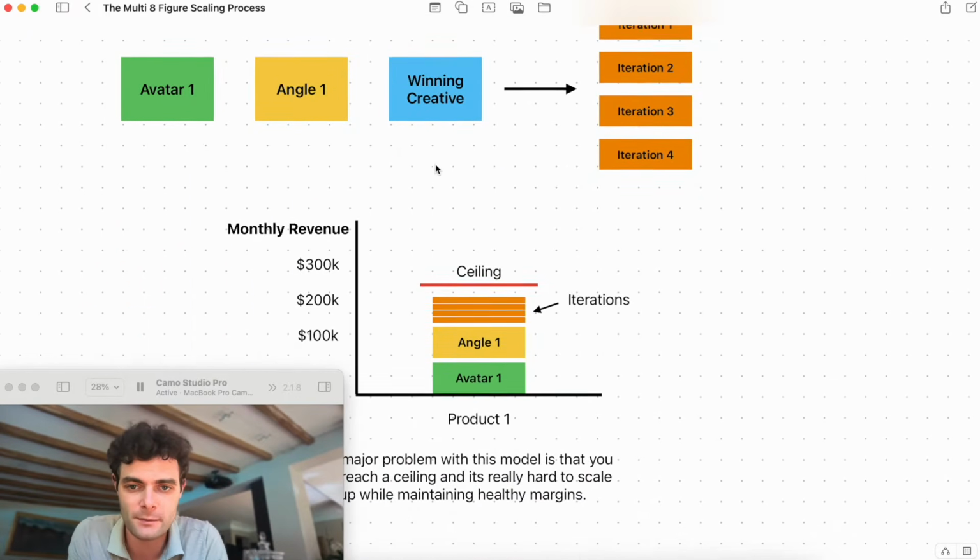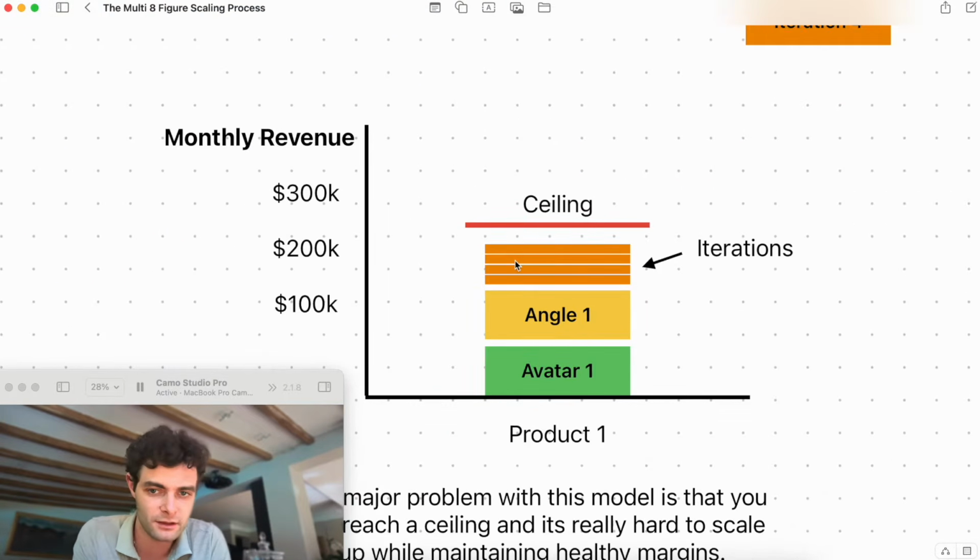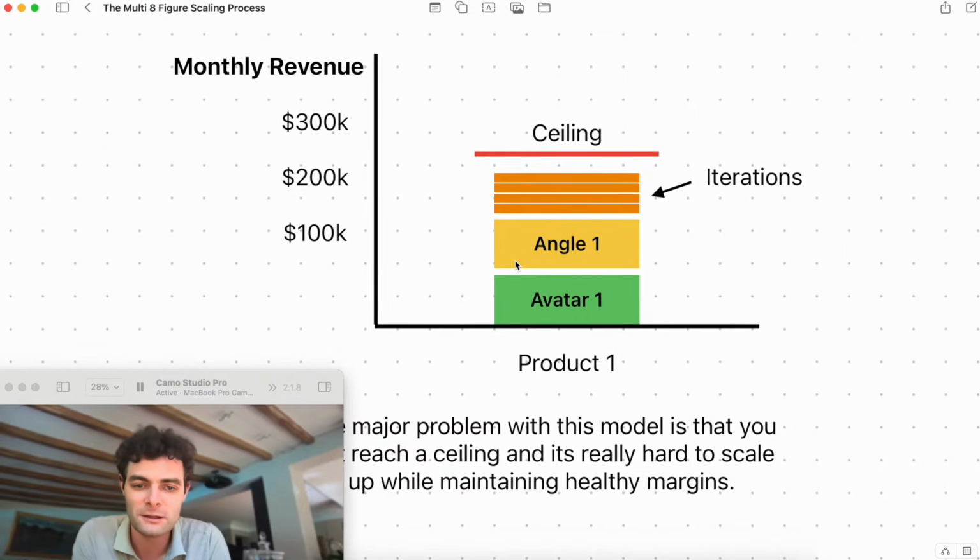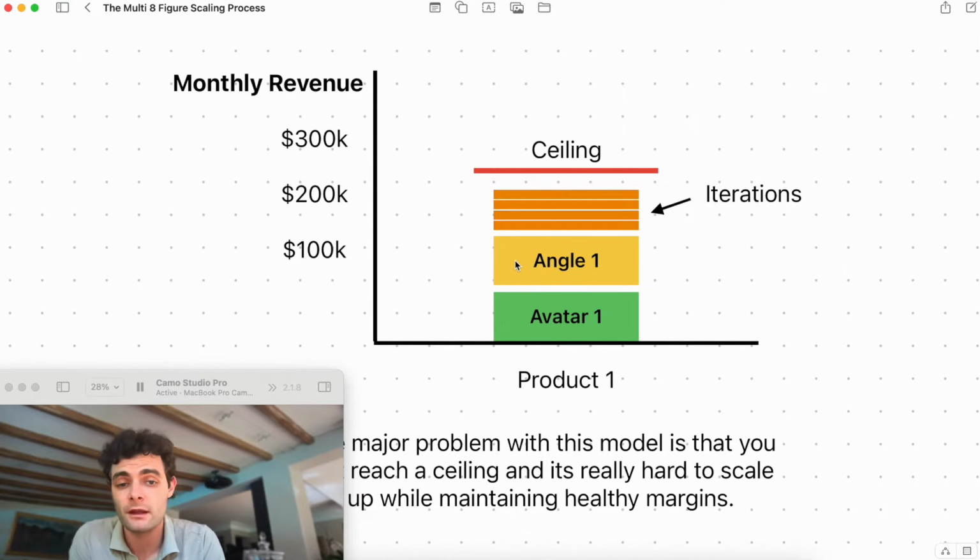And so this is typically what happens: maybe you scale to 100, 300, 500k a month, maybe $1 million a month, who knows? In most cases not, but with one product, and that's fine, with one avatar, with 1, 2, or 3 angles maximum, and then a bunch of iterations. And typically this is what happens: you reach the ceiling. Every single time, regardless of the strategy you use, you are going to hit a ceiling, okay?